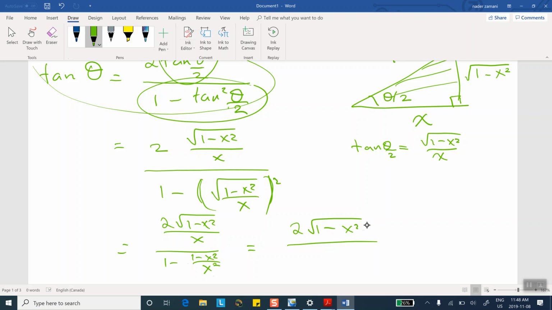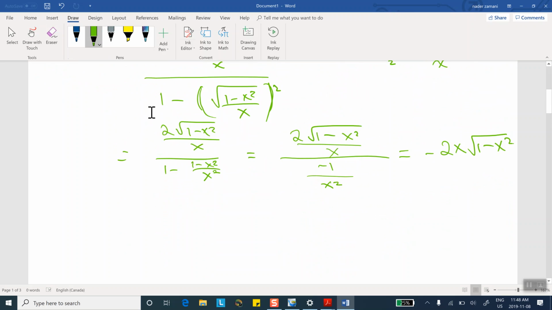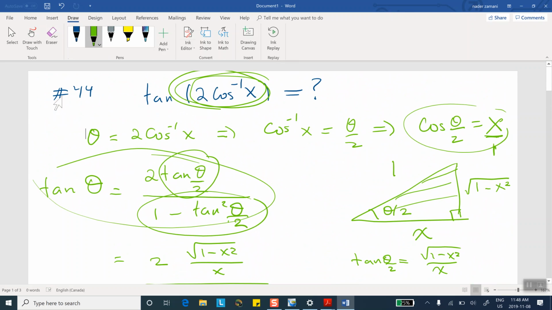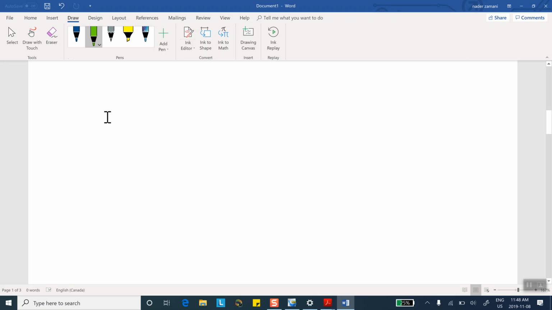I think I better clean this up then. Okay, so that's going to be in the numerator. I have this. In the denominator, I have, if you take this thing, you get minus 1 over x squared, and this is going to be minus 2x root of 1 minus x squared. There we are. Okay? These problems, you have to use your brain. Okay?